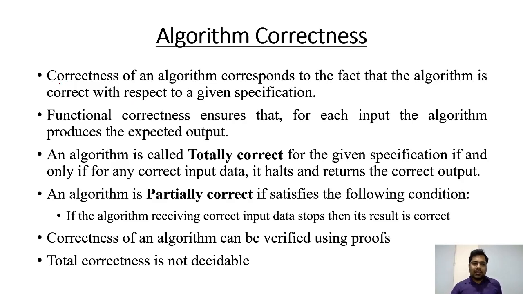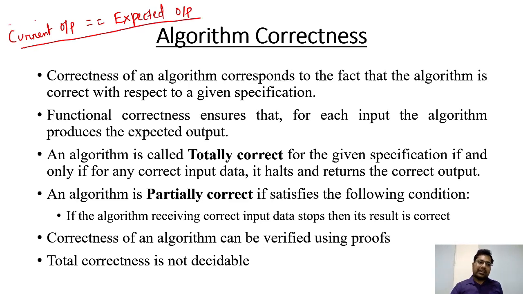So here, correctness of an algorithm is important, as we discussed in the previous video. Those who are new to this video, please watch the previous video. Correctness is important if the current output of your algorithm is equivalent to the expected output, then only you can say your algorithm is the desired algorithm or a correct algorithm.